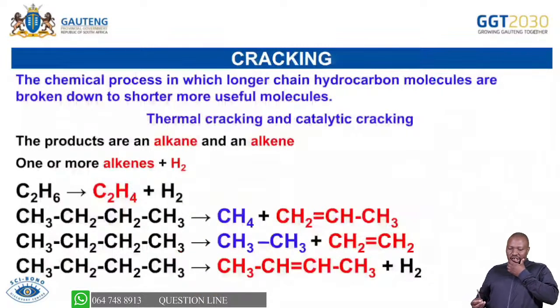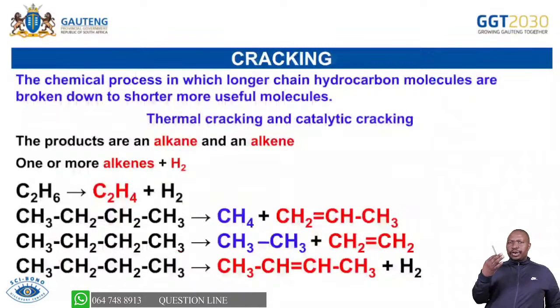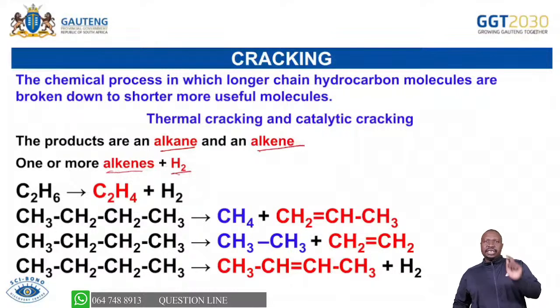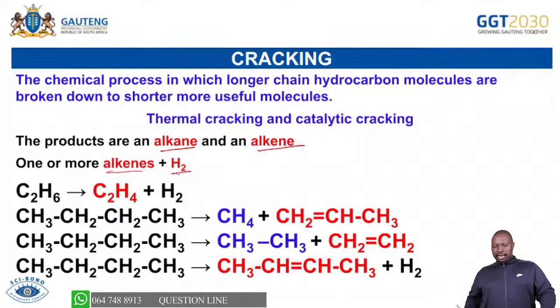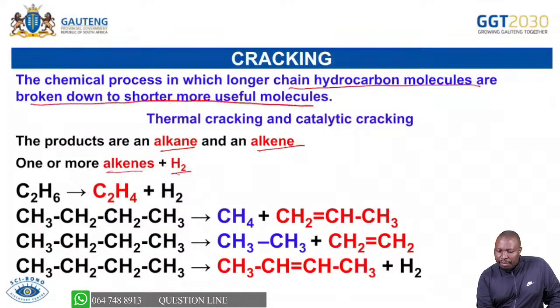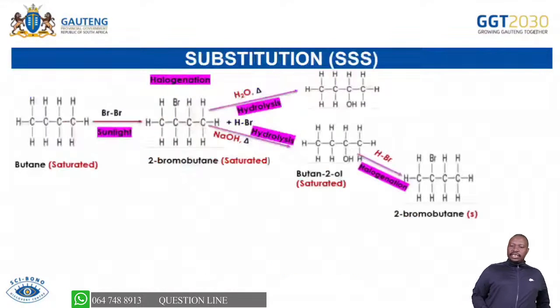And our last reaction now, cracking, I talked about it. Remember, cracking forms 2 products. It will either form an alkane and an alkene, like you have seen in the question that we did, or it will form an alkene and hydrogen. Please remember, cracking is a chemical process in which longer chain hydrocarbon molecules are broken down to shorter, more useful molecules. So cracking as well is important.